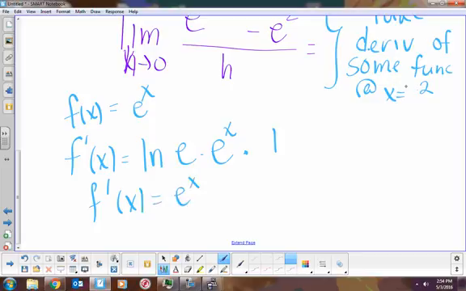Now, what am I supposed to do? F prime of 2 is going to be e squared. Don't assume that it's always going to be this one. E to the x is special. It's the only function whose y value is also its derivative.